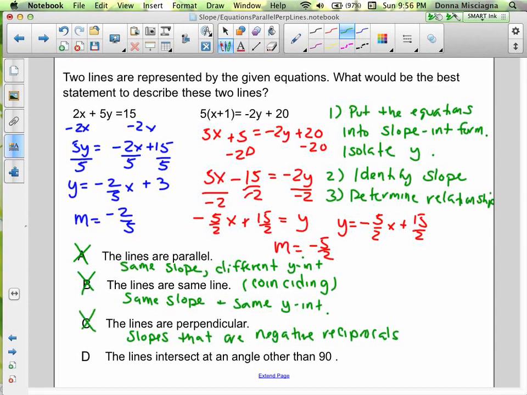So if two lines are not parallel, not the same line, and not perpendicular, everything else is intersecting. So the lines intersect at an angle other than 90 degrees. Anytime you're not parallel, not the same line, and not perpendicular, you have to be intersecting lines. And when you intersect, it's not going to be at 90 degrees, because if you intersected at 90 degrees, you'd be perpendicular, and your slopes would be negative reciprocals, and they're not. So make sure whenever you're solving a problem like this, you isolate y, put it in slope-intercept form, identify your slope, and then determine the relationship.